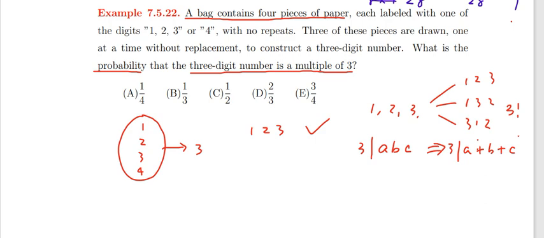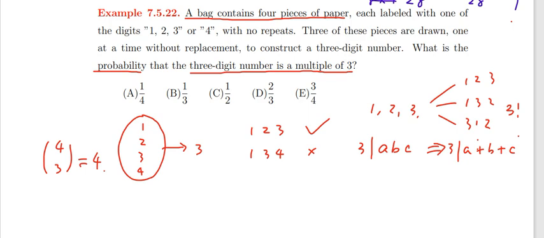So how about 1, 3, 4? If we pick 1, 3, 4, it's not okay, right? So totally how many ways? We say from 4 pick 3. Actually we have 4 ways. So we can list all those 4 ways, and check them out.